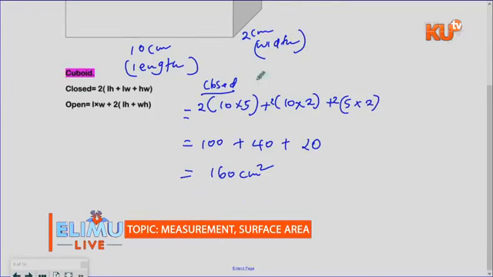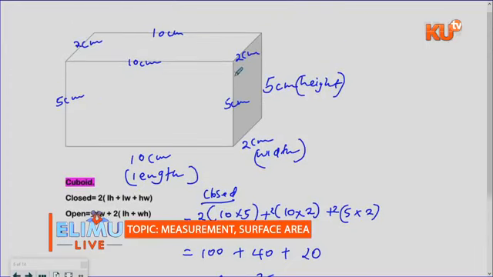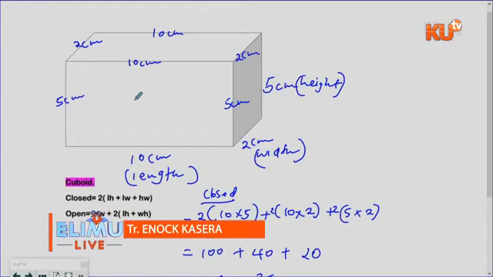Now, what about if it is open? When it is open, it will depend which side is open. You might find that this side is open, or the top part is open, or this side is open, or even this side is open. So it depends. What you need to do is identify which side is open, and then identify the measurement of the side that is open. That will help you to understand how to work out that given question correctly.